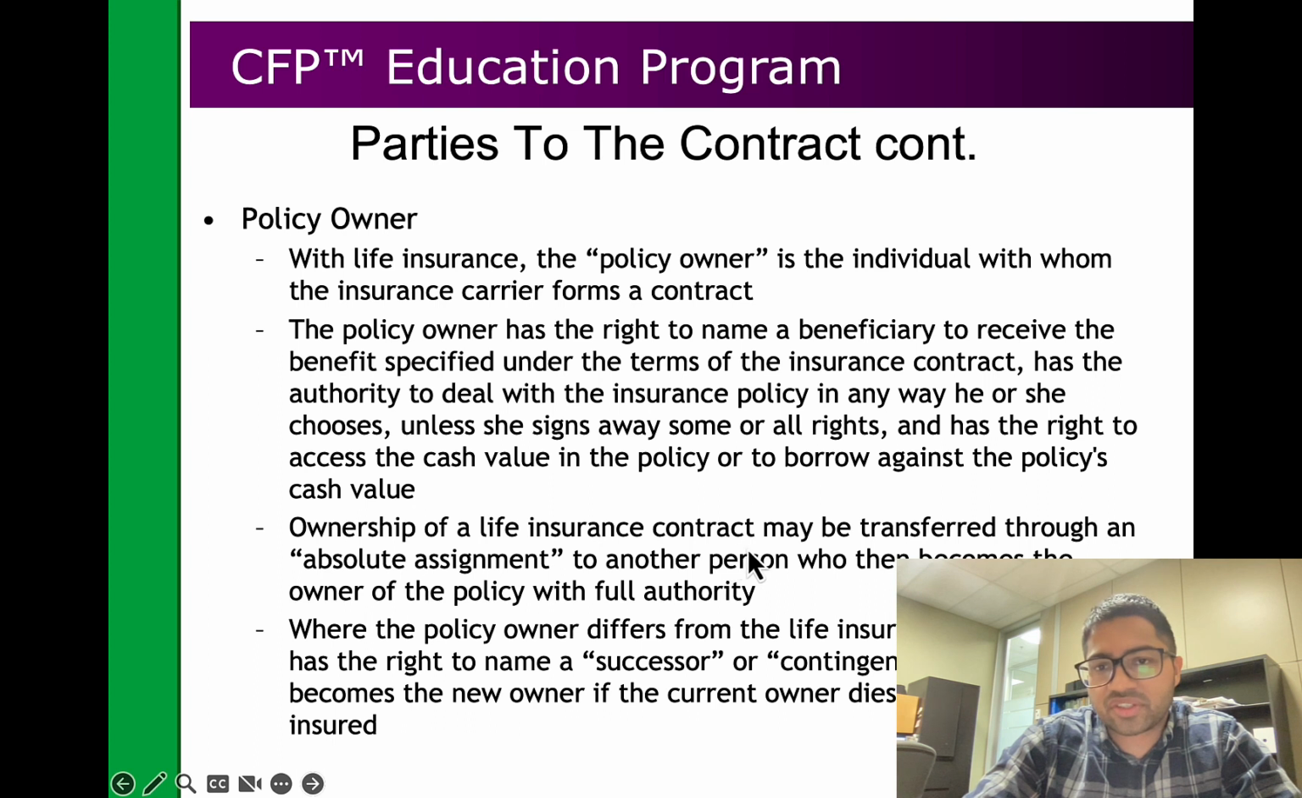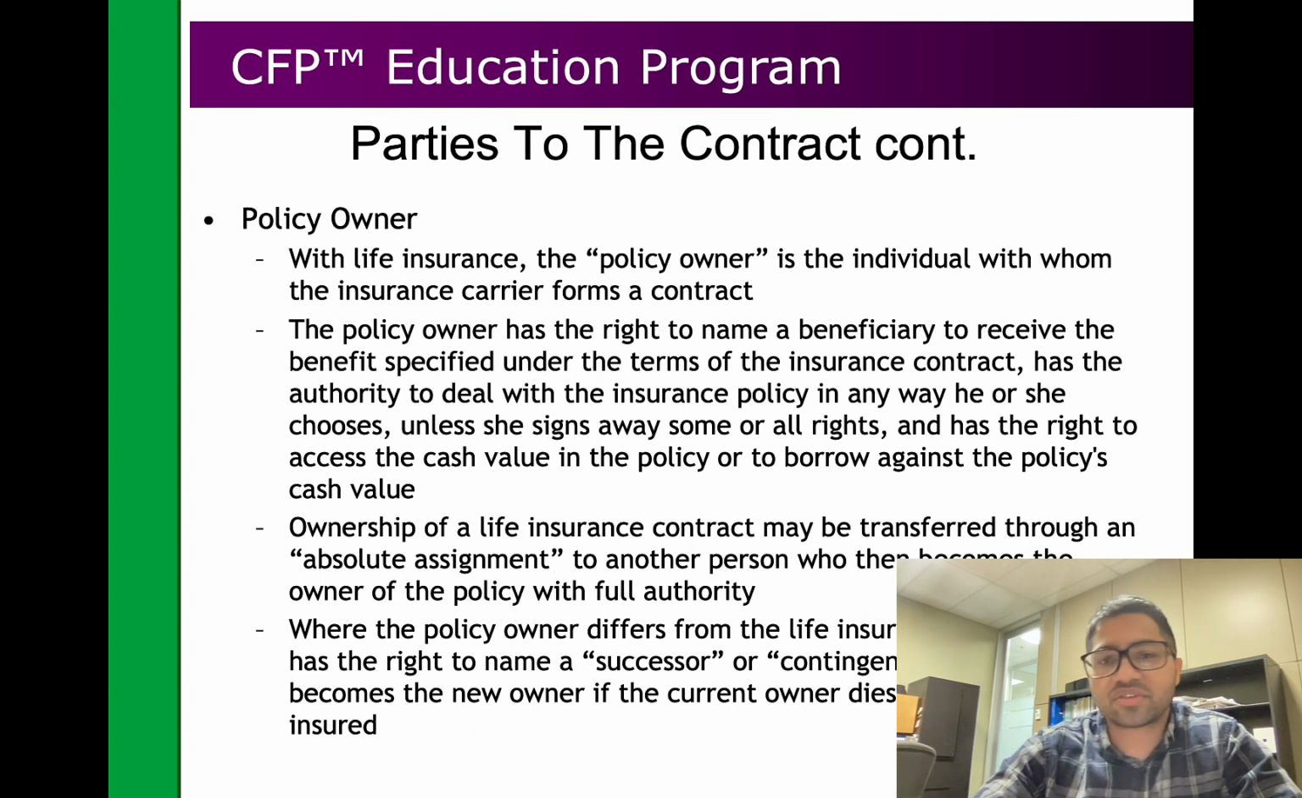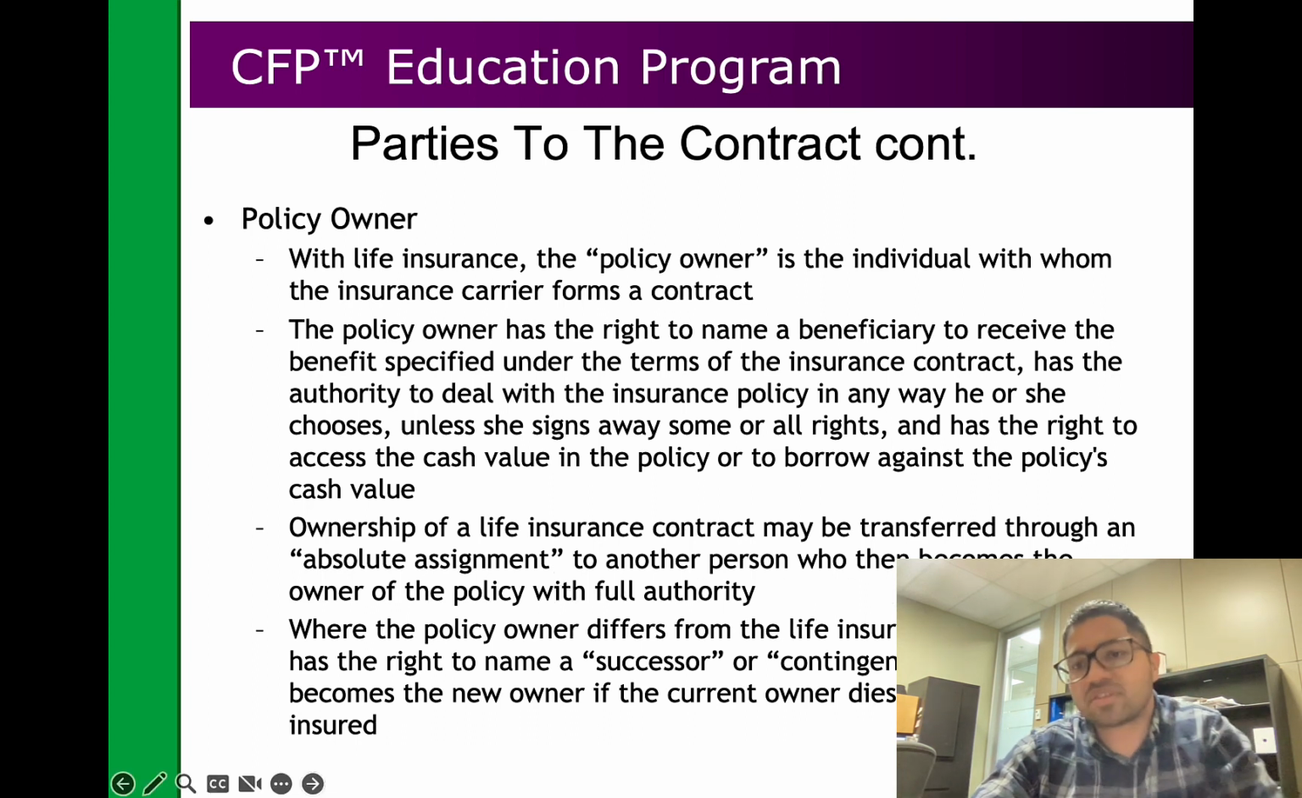Ownership of a life insurance contract may be transferred through absolute assignment. So I can transfer the ownership of my life insurance contract to another person, who then becomes the owner of the policy with full authority. When the policy owner differs from the life insured, the policy owner has the right to name a successor or a contingent owner, who then becomes the new owner if the current owner dies before the life insured.